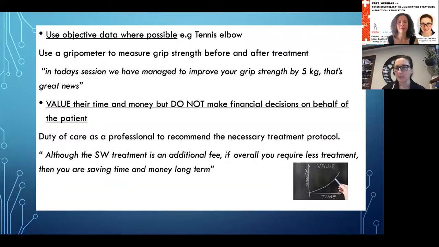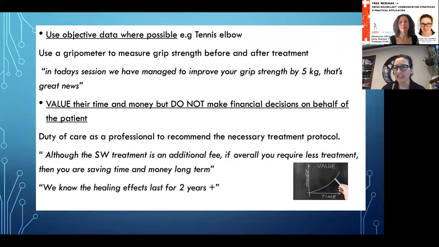I often say, if people are concerned financially, you might feel it's a little bit touchy, but if you're charging extra for shockwave, you can say, although it's an additional fee, if overall you need less treatment, then you're going to be saving time and money long term. Especially with the current circumstances, money could be an issue for a lot of people because they may have lost their job. So explain that normally for this treatment, I would have to see you 6 or 10 times. If we can get it better in 3 times, even though you're paying a little bit extra each treatment, overall, you're going to be saving money. Depending on the system you have set up in your practice, make it really clear that you are considering their financial situation.